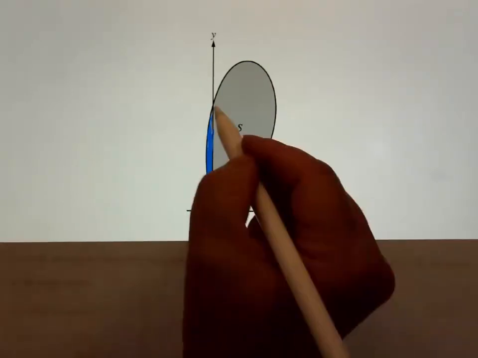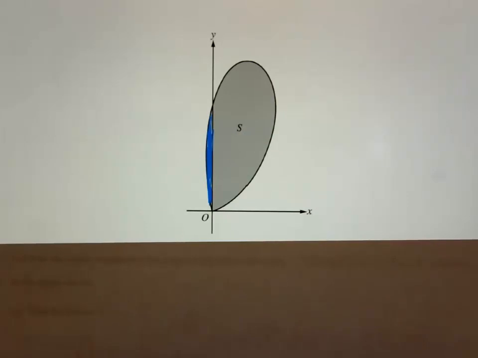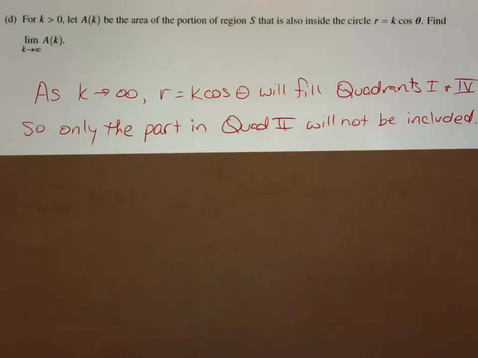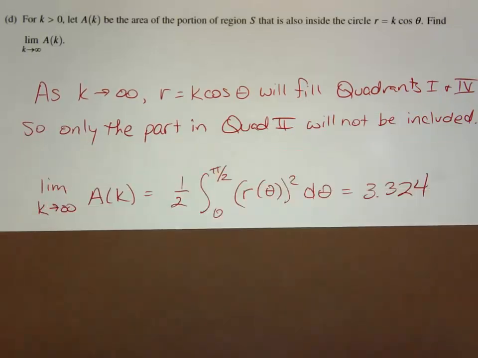Now, what is the angle right there? The angle happens to be pi over 2. So that tells me that when I set up my integral, as k approaches infinity, the circle will fill quadrants 1 and 4, so only the part in quadrant 2 will not be included. So the limit is going to be the area of just the part of the curve that is in quadrant 1, which is the part that goes from 0 to pi over 2. You can set your window to show you that little bit, and graph it out, and you will see that it's approximately 3.324. All right, so that takes care of number 2.